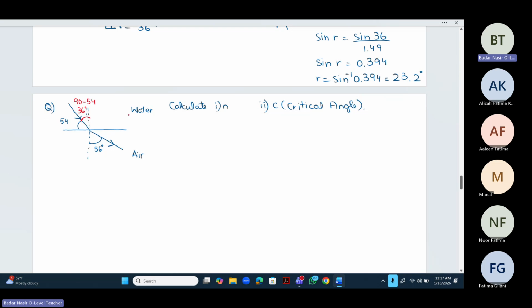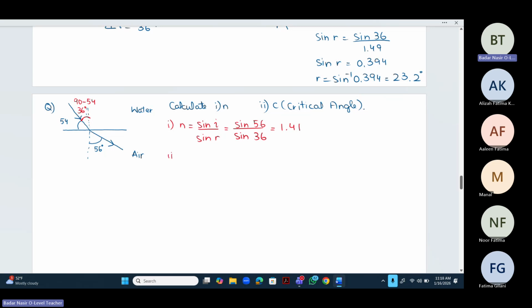Water is a denser medium. Air is a less dense medium. So if I use the formula of refractive index, sin I over sin R, I is the angle in the air and I should be greater than R. So sin 56 divided by sin 36. Let's put the values on the calculator and see what we get. 1.41. So the refractive index is 1.41.